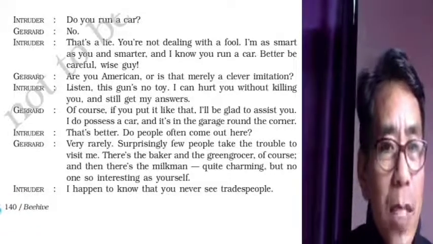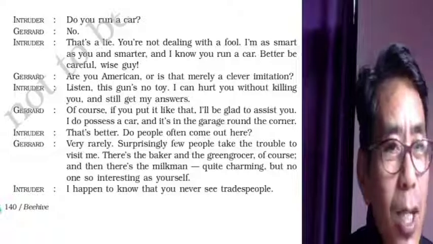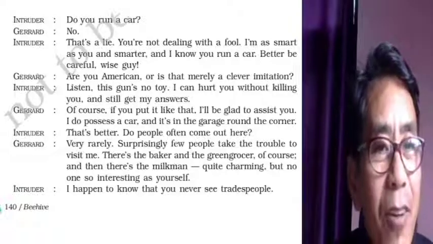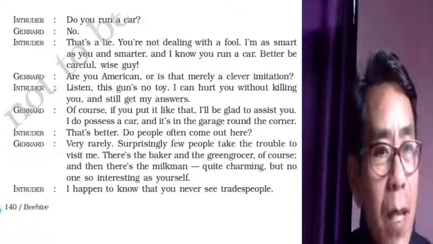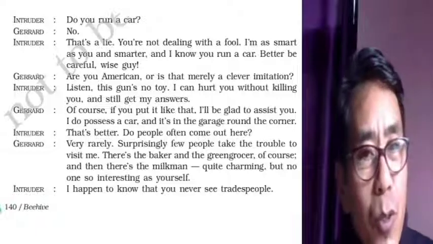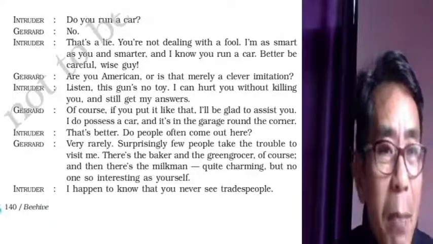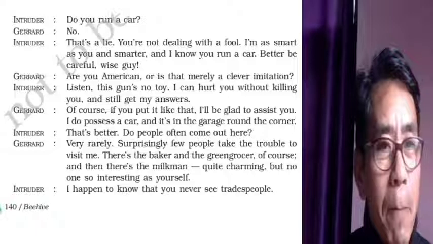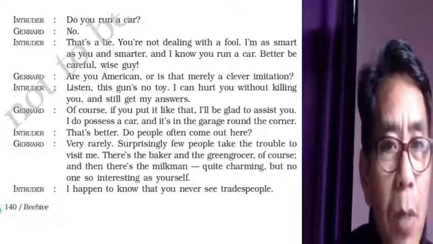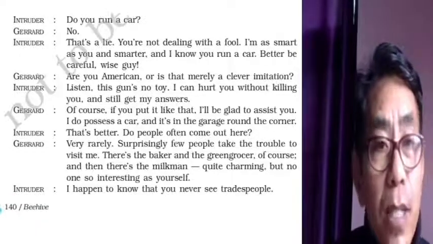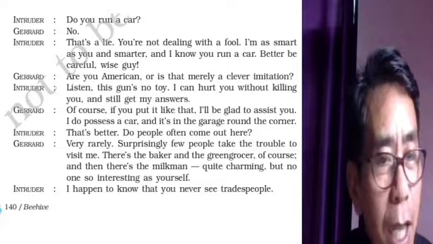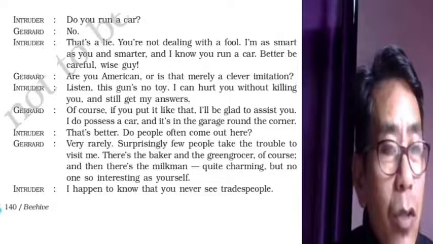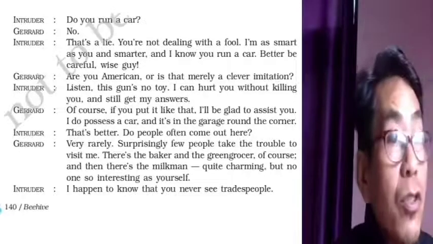You are very interesting, but these people are not interesting. So you see, that is the kind of answer Girard gave. He was very cool and he was trying to create some kind of humor. Okay, yes. And then the intruder said, "I happen to know that you never see tradespeople." So you see, the intruder had done lots and lots of homework already about Girard, isn't it?